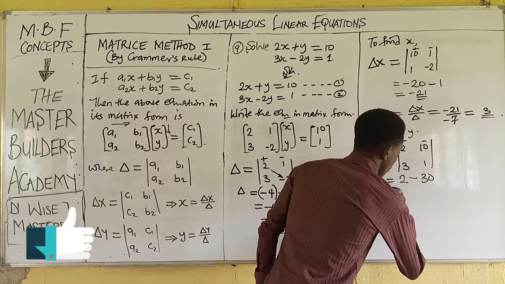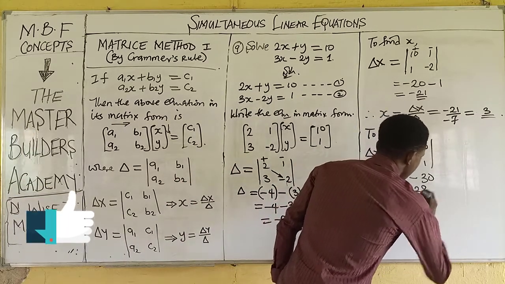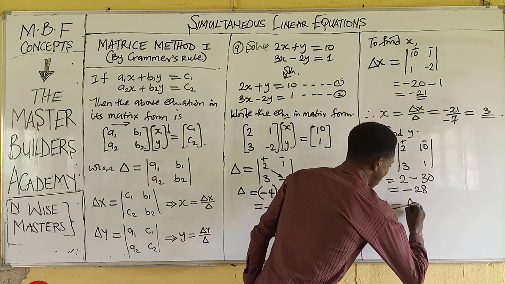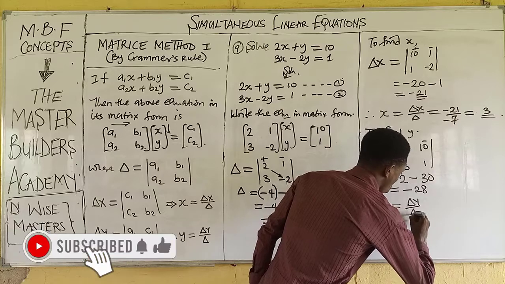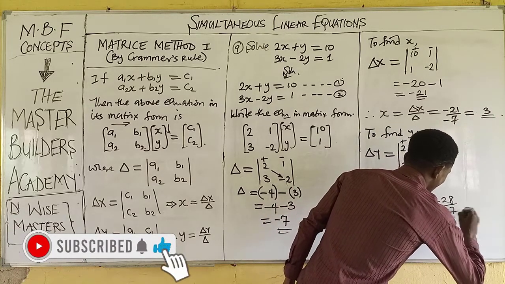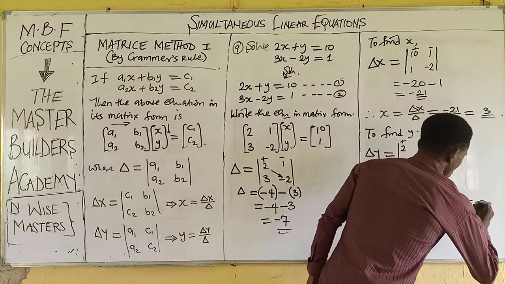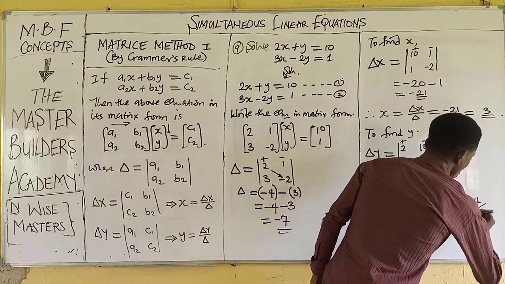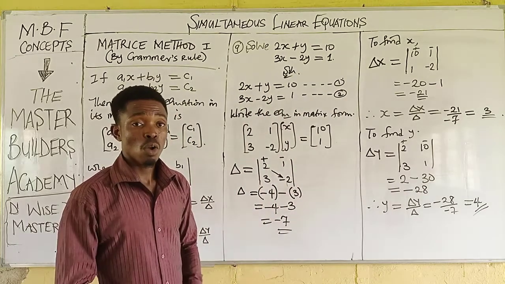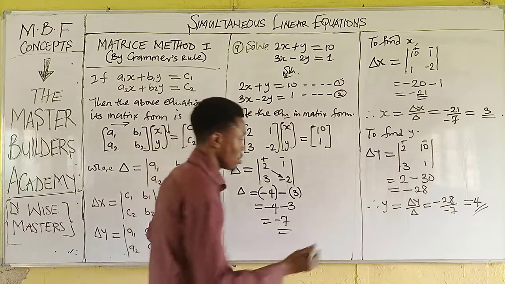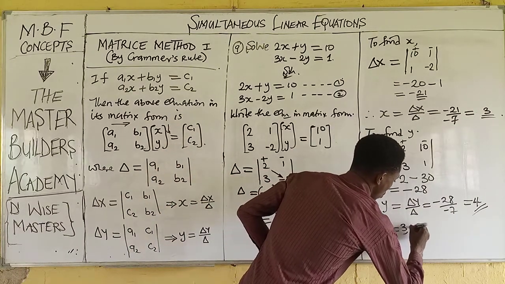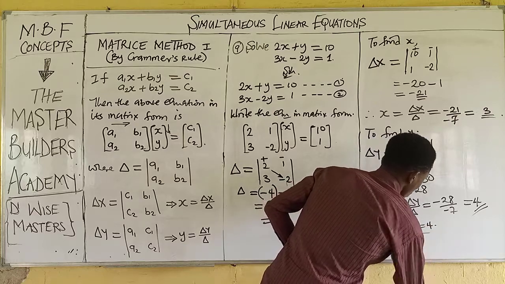And this will have given us what? Minus 28. Therefore, y will give us what? Determinant with respect to y over overall determinant. And this will give us minus 28 over minus 7. And this will have given us what? Positive 4. 28 divided by 7 is 4. Why? Minus divided by minus is plus. Therefore, x is equal to 3 and y is equal to 4.